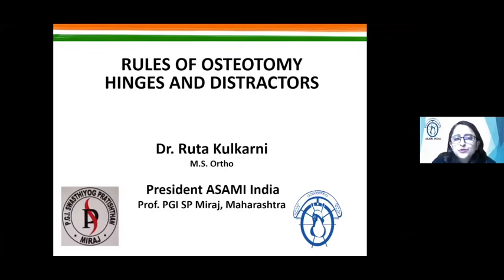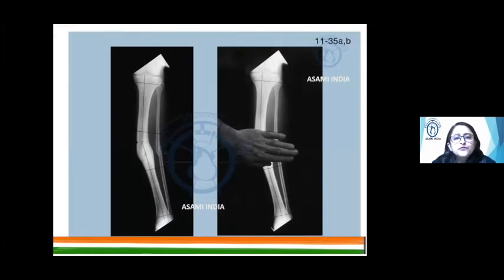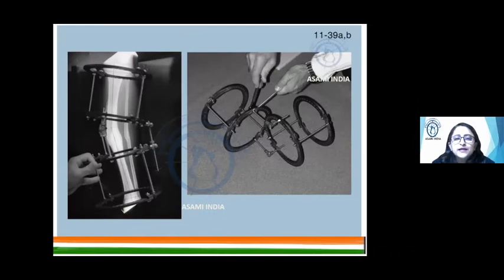I'm going to talk in short about rules of osteotomy and about hinges and distractors as well. If you see a deformity and cover the part which is deformed, what you see is two segments of straight bone. To correct that deformity, you need to construct two blocks of rings, which are straight blocks, connected to each other with hinges and distractors. These are the hinges, and this is the distractor.